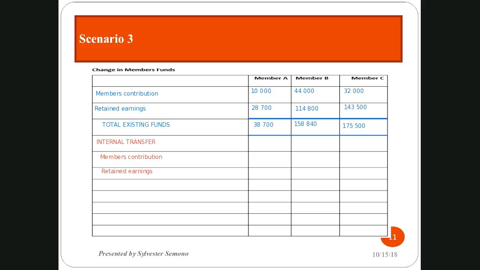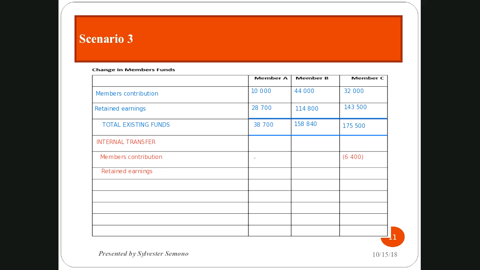Yes, so we need to take 20% of C's members' contribution and take it out here. C, because B bought from C. So what is 20% of 32,000? 20% of 32,000. 6,400. And we need to give it to B. Hopefully it makes sense, guys. Okay.